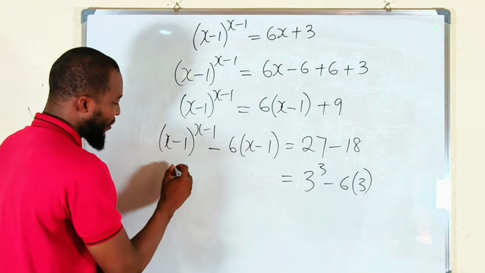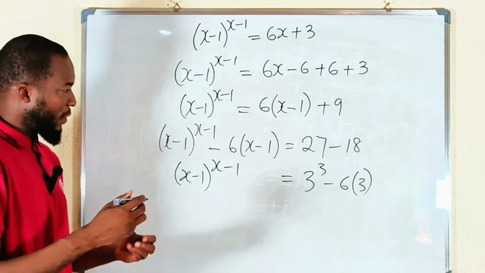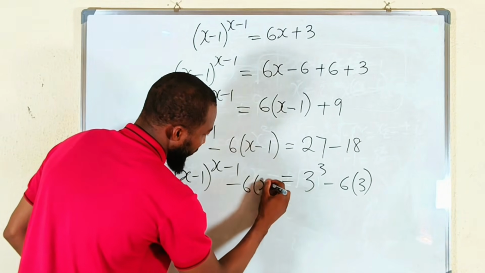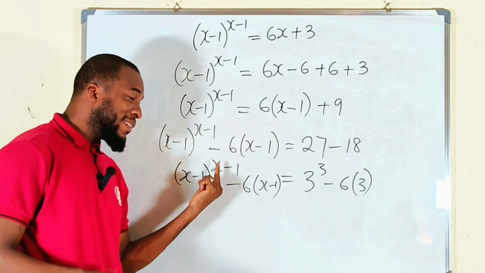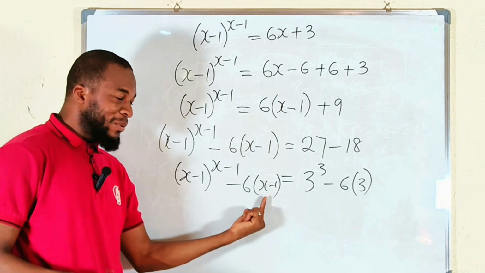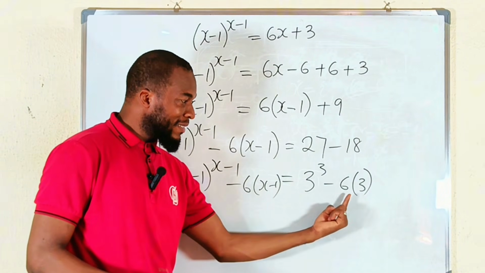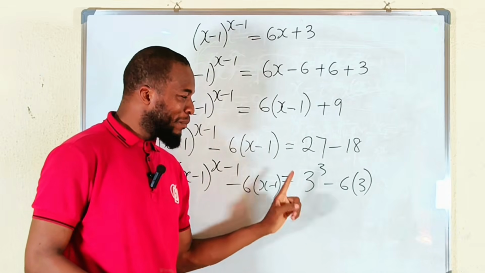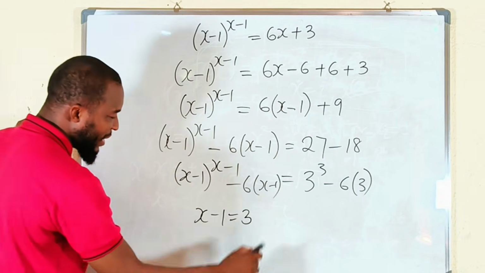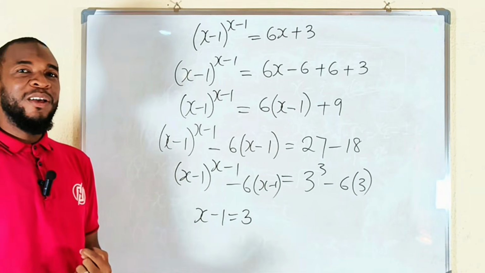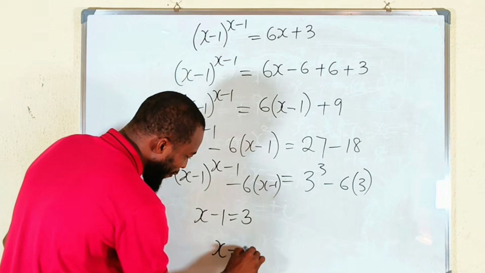Just look at it. Let me rewrite this one. (x − 1)^(x − 1) is equal to that, minus 6 times (x − 1). Can you see that? Something to the power of the same thing minus 6 times that same thing. It means that that something must be 3. This x − 1 must be equal to 3 and x must be equal to 4, because 4 − 1 is 3. So therefore x is equal to 4.